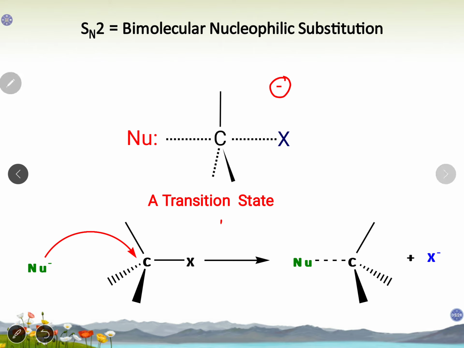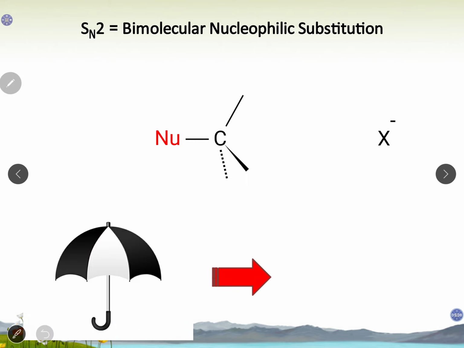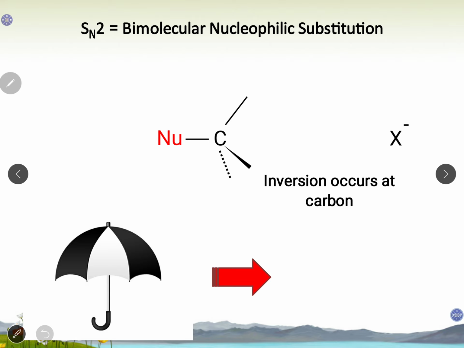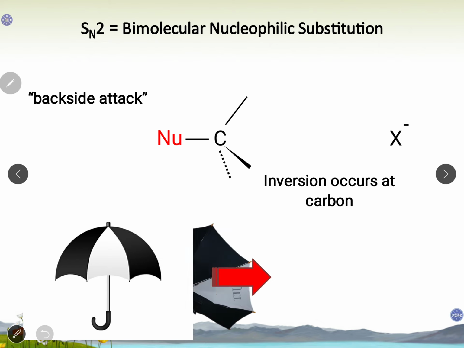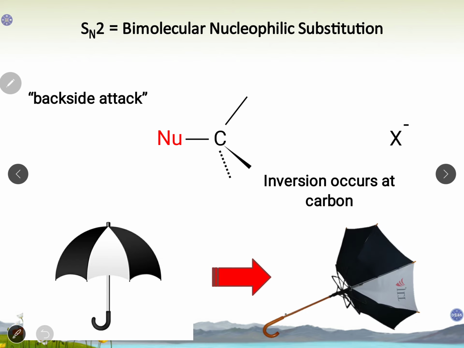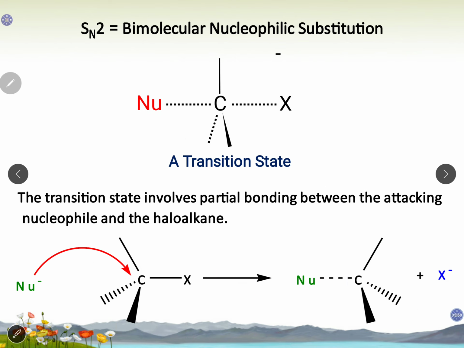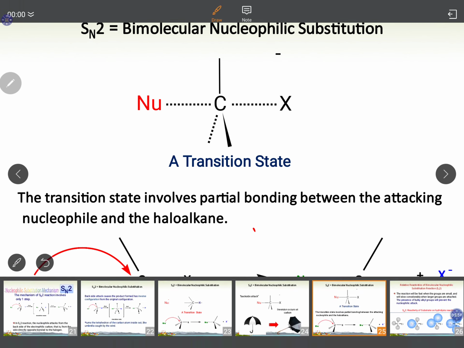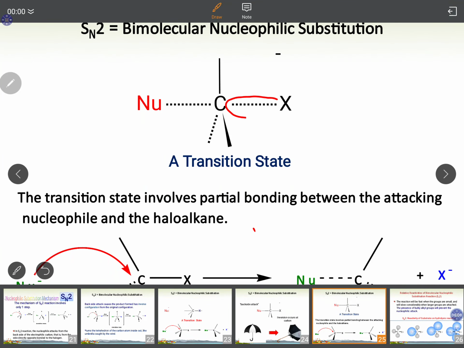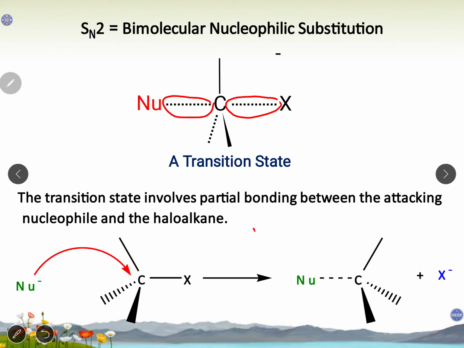So what happened next? The X will leave the compound, because X is a good leaving group, and inversion occurs at the carbon. This is what I said just now: the structure is like an umbrella caught by the wind. So the transition state involves partial bonding between the attacking nucleophile and the haloalkane. We represent the partial bonding by drawing the dotted lines like this.